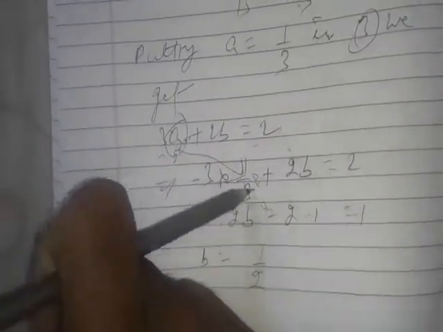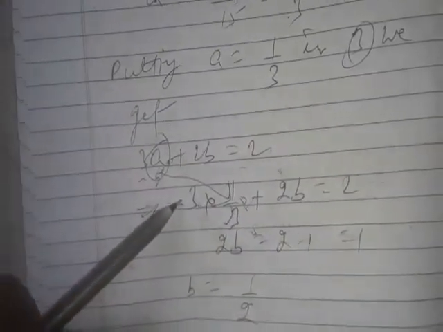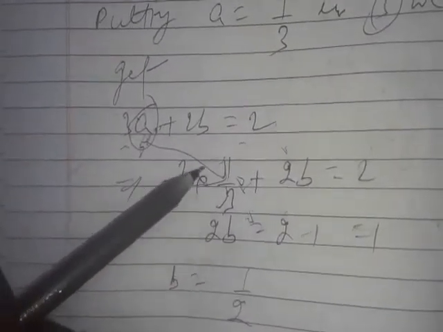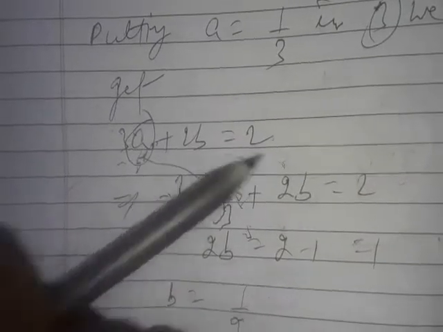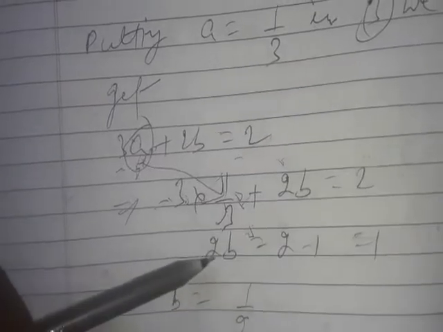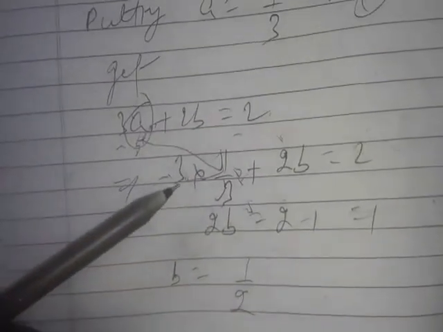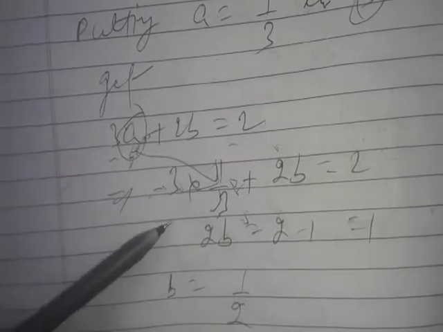These 3 is cancelled out, and this 1 will be taken in RHS since it will be in a plus form, positive sign. So after LHS, when I will take it in RHS, it will become minus 1, which will give us the result 2b is equals to 1. Further simplification will give us b is equals to 1 by 2.